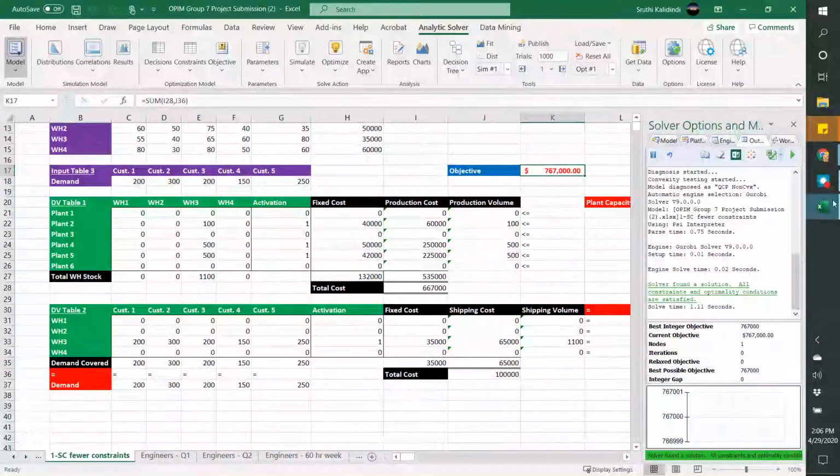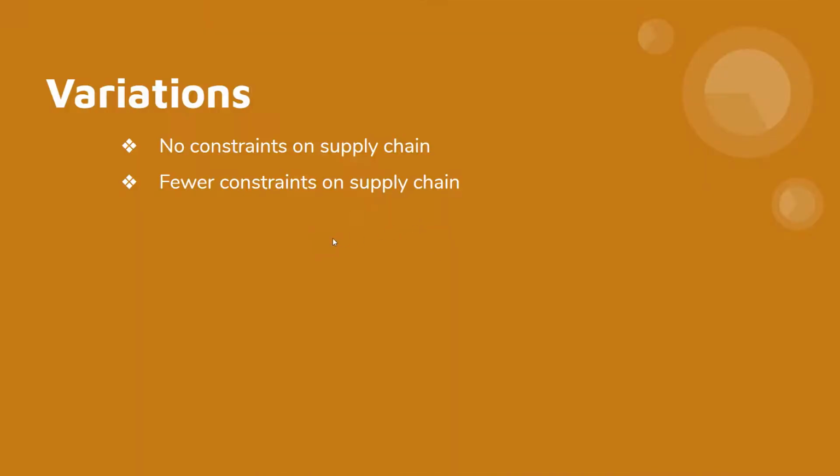So all the things that we saw here are variations of the original problem, which allow us to see different patterns that we weren't originally able to see. So this was all really interesting.